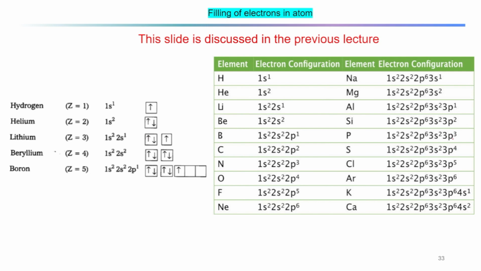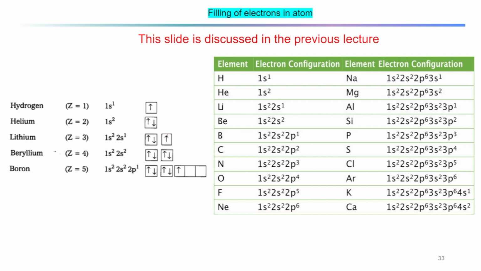Yeah, so this is the filling of electrons that I have already discussed in the previous lecture. You can see you have to learn this electronic configuration. So first electron goes in 1s, and that is 1s1 in case of hydrogen. Then the next electron also goes in 1s, and in case of helium we have 2 electrons, and those spins are opposite in nature. One is up spin, another one is down spin.